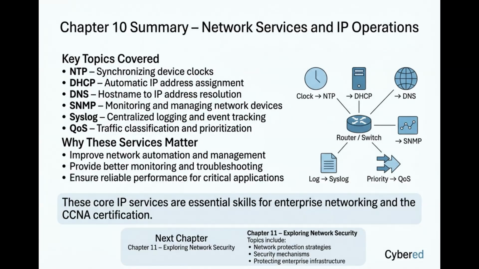Summary. In this chapter, we explored several essential IP services that improve the efficiency, management, and reliability of enterprise networks. You learned the importance of accurate timekeeping and how Network Time Protocol synchronizes device clocks across the network. We also examined DHCP, which automatically assigns IP configurations to devices, and the Domain Name System, which translates host names into IP addresses to simplify network communication.